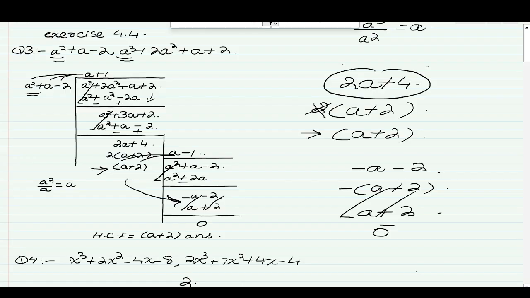So that means that our HCF is a plus 2, which was acting as our new divisor. So this is the answer to question number 3. Now let's move on to question number 4.